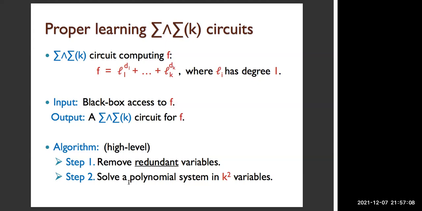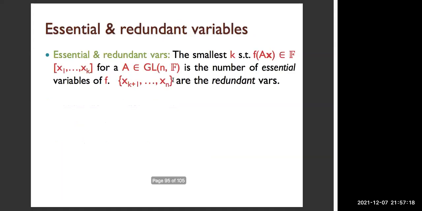And second, you solve a system of polynomial equations in k-square variables. What is k? K is the top fan-in. It's a constant now, right? Okay, so what does it mean? Right, redundant variables and so on.